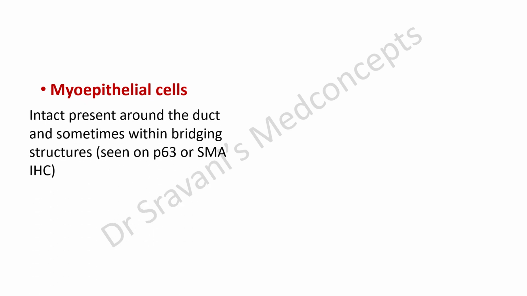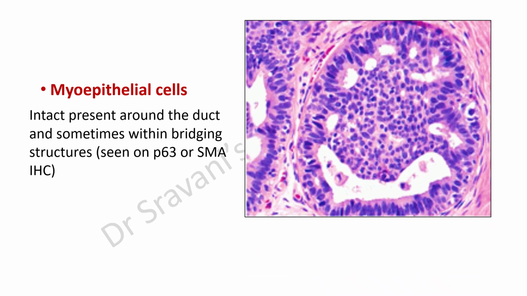Myoepithelial cells, as in any benign condition, are present intact around the duct and sometimes within the bridging structures, which can be demonstrated by P63 and SMA IHC. So here you are able to see the myoepithelial cell rimming at the periphery of the duct.